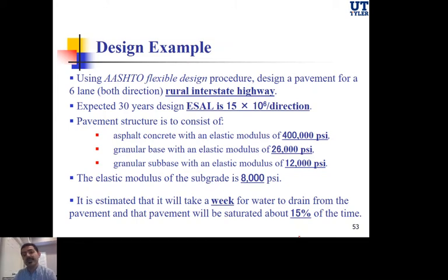But I also have a great example here for you that can be a great help to reinforce the concept. So let's go through the example together. Using the AASHTO flexible pavement design procedure, design a pavement for a 6-lane, both directions, which means 3 lanes per direction, and it's a rural interstate highway.